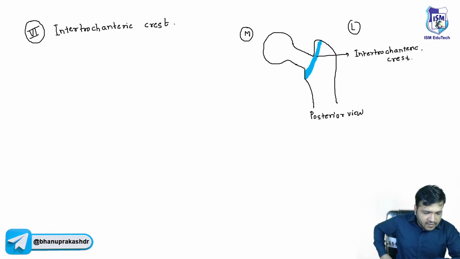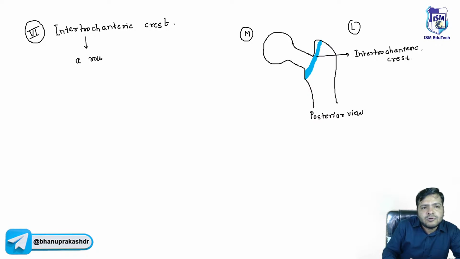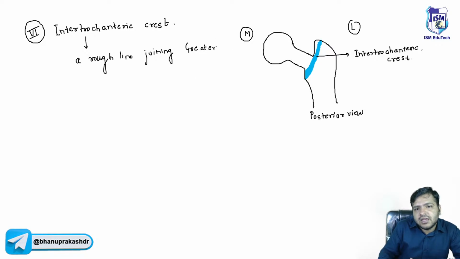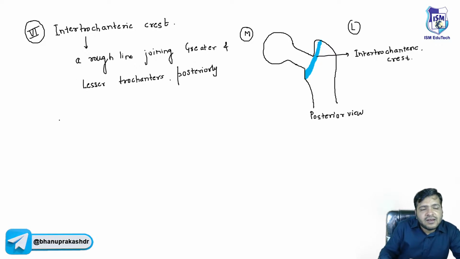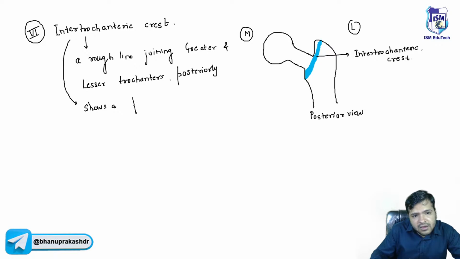This intertrochanteric crest is a rough line joining the greater and lesser trochanters, and it is posterior. Now remember beta, the intertrochanteric crest will show a prominence, and that prominence is called the quadrate tubercle.